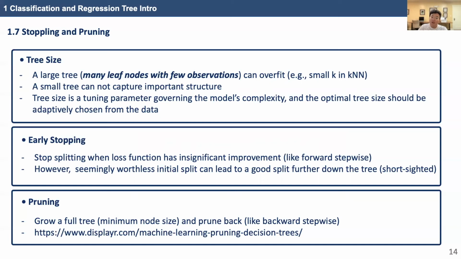Now we can use an early stopping technique. Early stopping means stopping the splitting when the loss function has insignificant improvement, like in stepwise selection. However, a seemingly worthless initial split can lead to a good split further down the tree. There is also another interesting method called pruning, which is about growing a full tree and then pruning it back. If you're interested, please refer to this website.